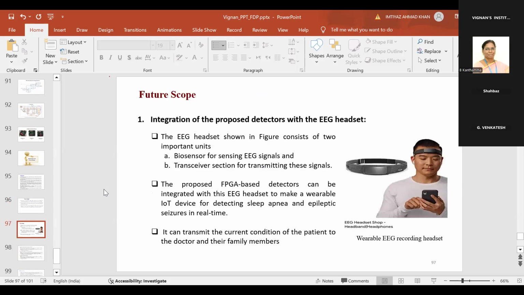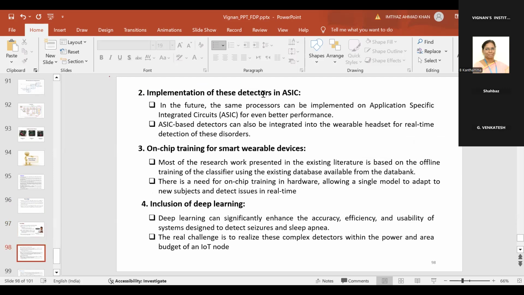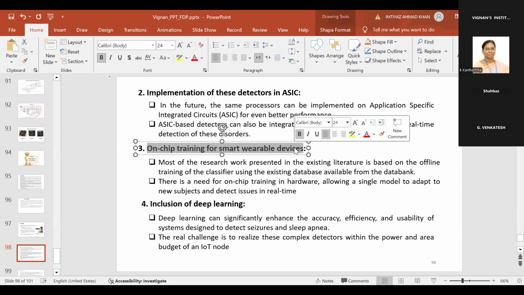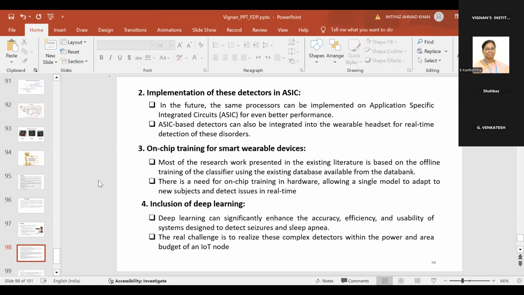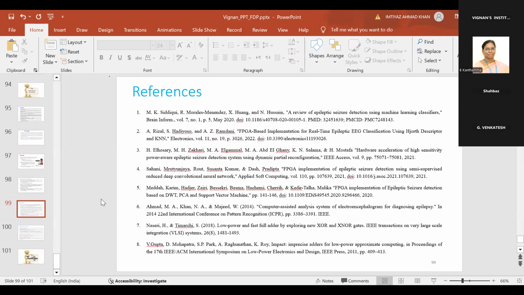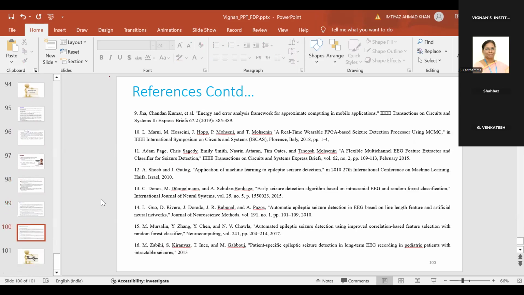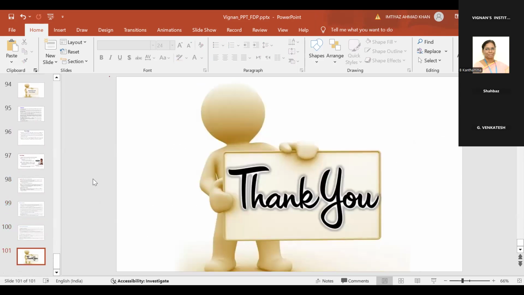Future scope: you can use an EEG data set or any other data set, and propose different detectors for different diseases, and also implement on-chip training on ASIC. This time I did not work on on-chip training, but you can do on-chip training, deep learning, machine learning, all things. These are the references I have taken, and I just thank you.